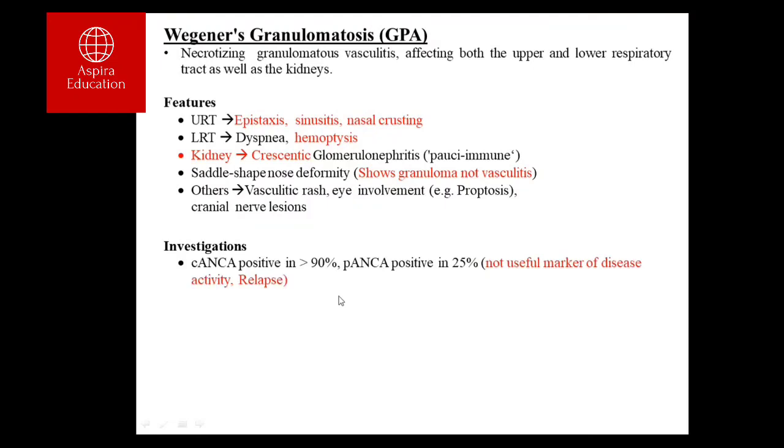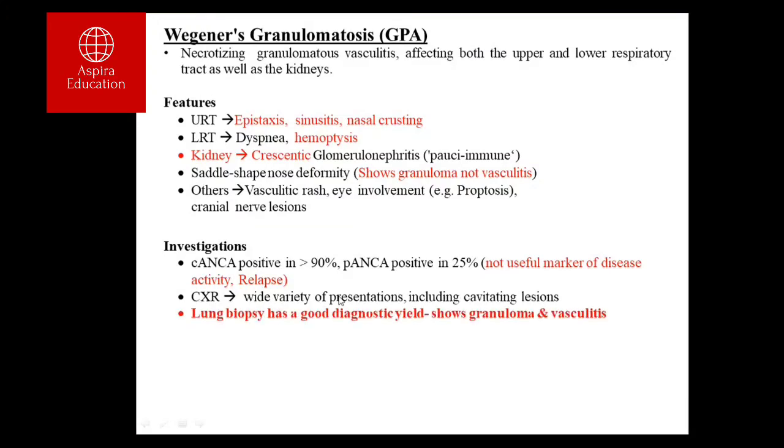On investigation, they are highly positive for C-ANCA. C-ANCA stands for cytoplasmic ANCA. It is positive for a protein called proteinase 3, PR3. So PR3 is an antigen present inside the neutrophil, which leads to the formation of an antibody known as C-ANCA. Chest X-ray may show a cavitating lesion. Lung biopsy may show some granuloma with vasculitic changes, or a kidney biopsy may show crescentic glomerulonephritis.